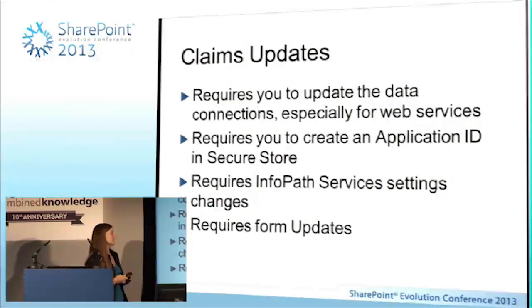So there are some updates that you have to do. The data connection, especially for the web service, will have to be updated. You'll have to go into your InfoPath form and change it, because now it's trying to pass claims credentials to the web service. Well, the web service doesn't know what to do with that. It doesn't know how to handle that from InfoPath. It doesn't pass it the same way. It requires us to create an application ID in the secure store.